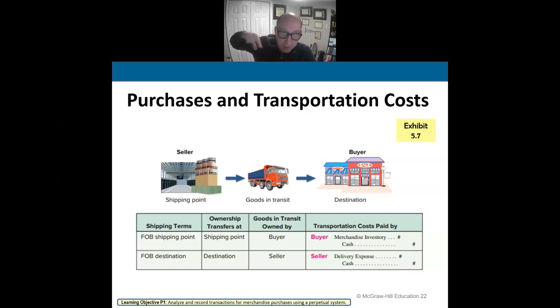Okay? You're responsible to the point where it left my door. You're responsible for it while it's in transit. That's FOB shipping point. So, yes, Professor. Yes, please. Would there be insurance on the shipping of the merchandise?